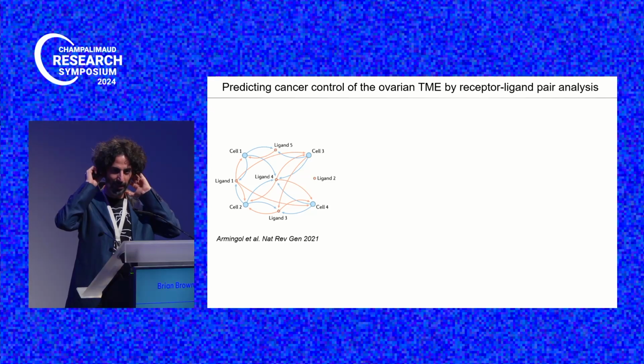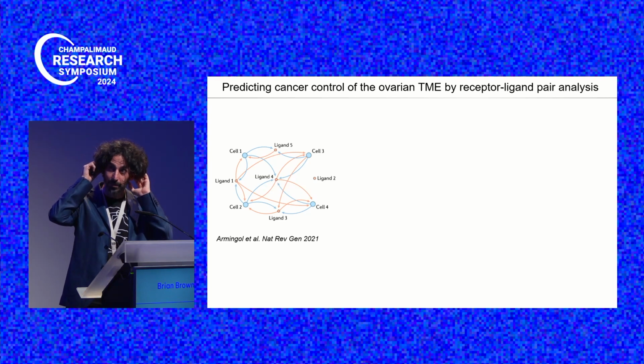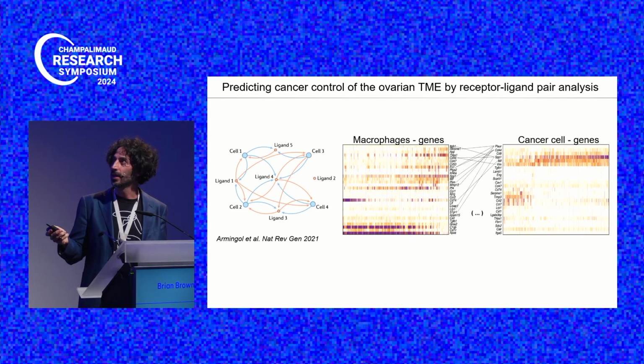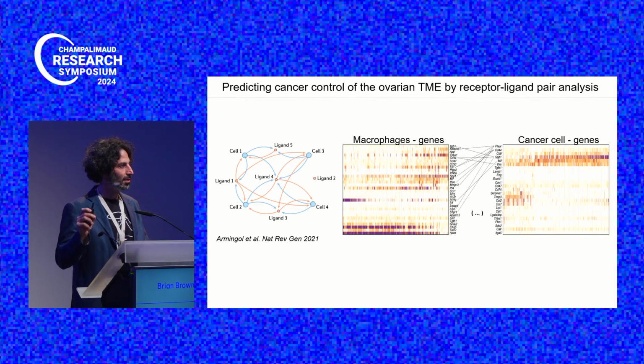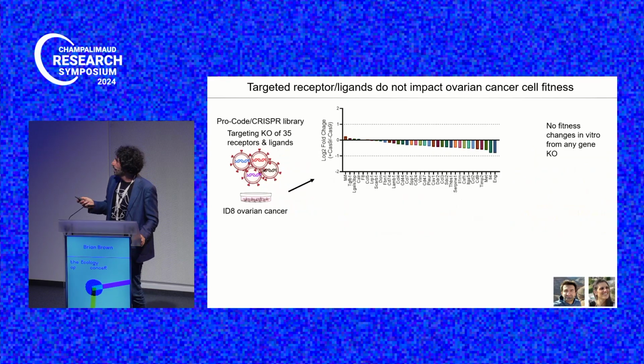What we did in this case is a receptor-ligand pair analysis from single-cell data, where we asked, let's find genes that are expressed by cancer cells where there's a corresponding receptor on macrophages, and then ask, what are those particular genes doing to the tumor microenvironment? And these are the set of genes. In this particular case, there's 35. Sometimes we go up to 100, but we try and stay low and focused.